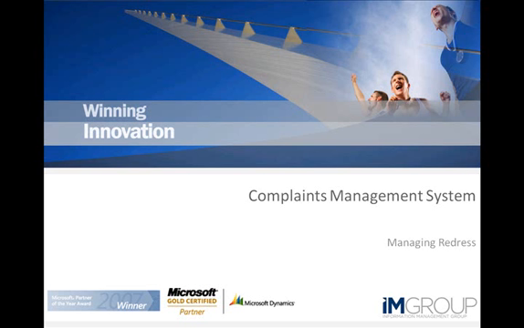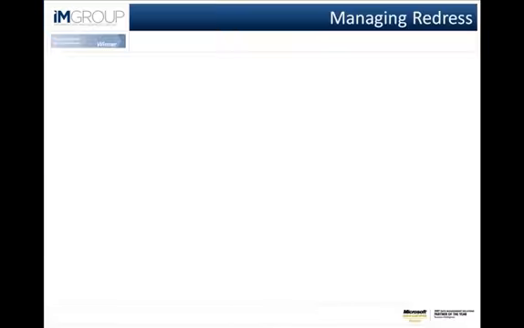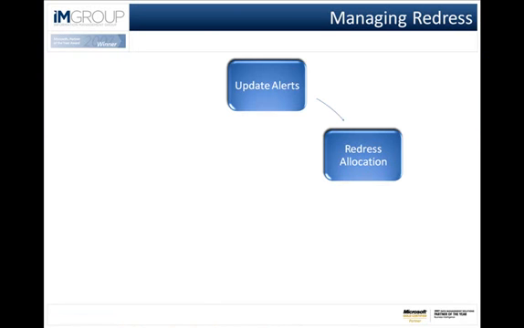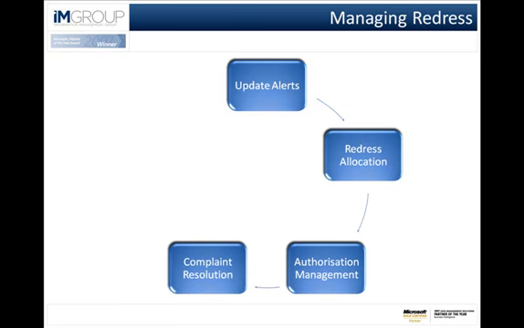Welcome to our second demonstration in our series of complaint management. Here we'll be seeing how an agent can manage redress. So what we'll be seeing is how the solution can provide update alerts, how the agent can then allocate redress to the case, how the redress can then be authorised by management if required, how then the case can be escalated to resolution, and finally how feedback can be captured with regards to the case.